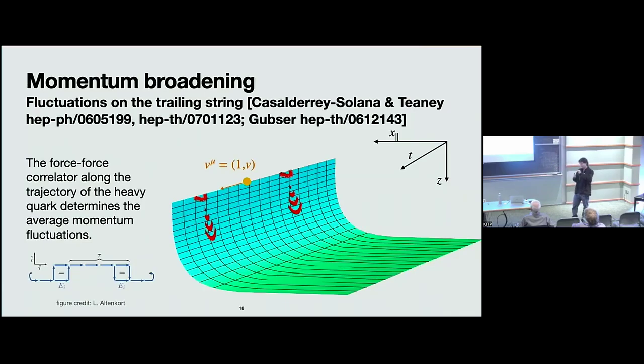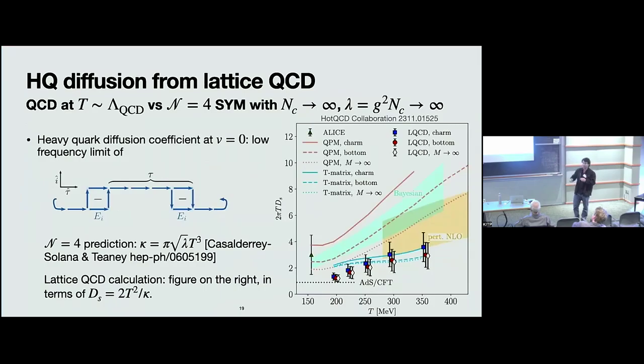So essentially, how correlated is one random kick at some time with a kick that the heavy quark receives at a later time? And essentially this correlation will tell you the effective diffusion coefficient that this heavy quark experiences. And this is, by the way, very much the same that people do to calculate the heavy quark diffusion coefficient from lattice QCD.